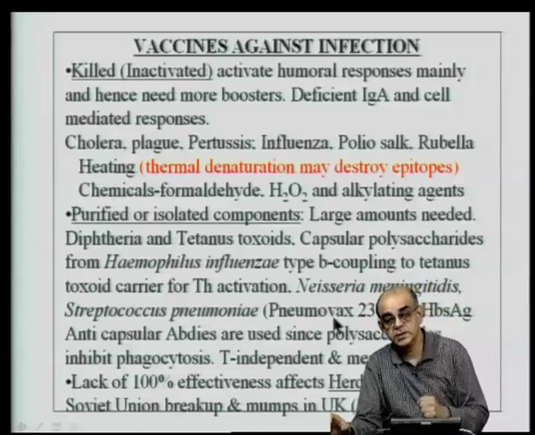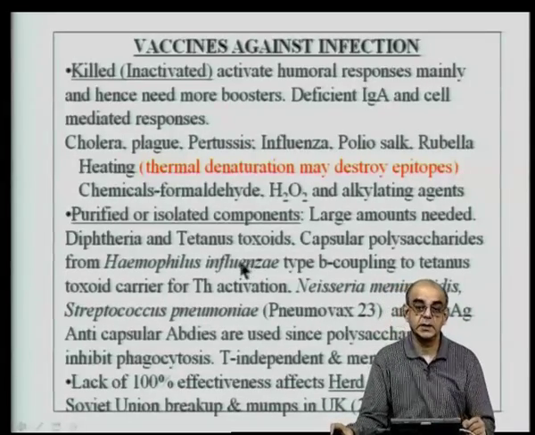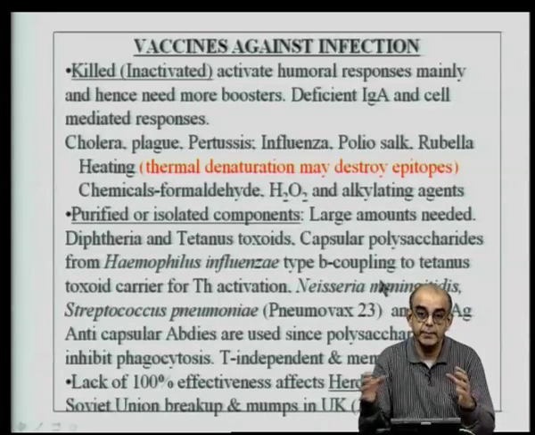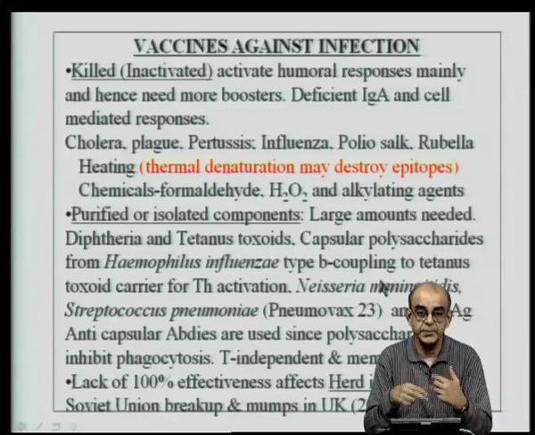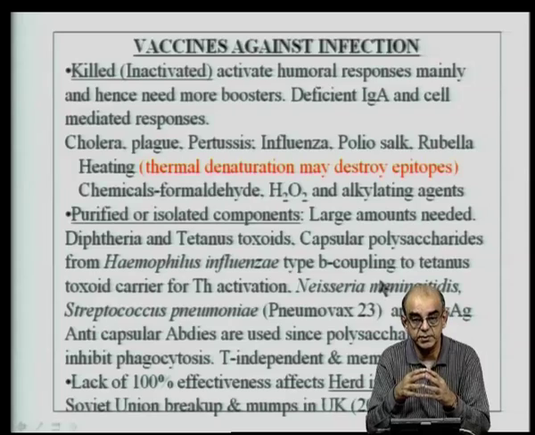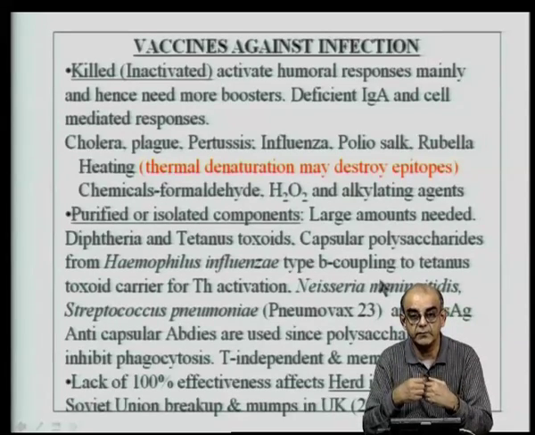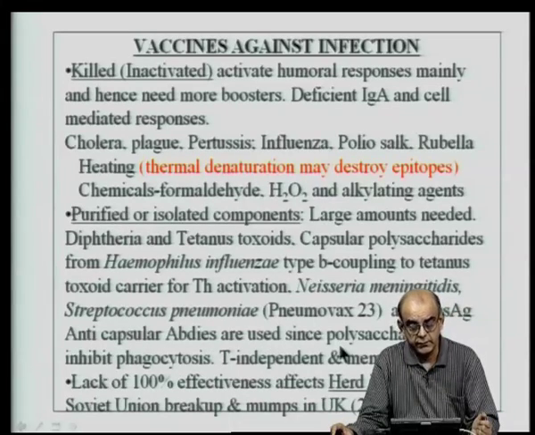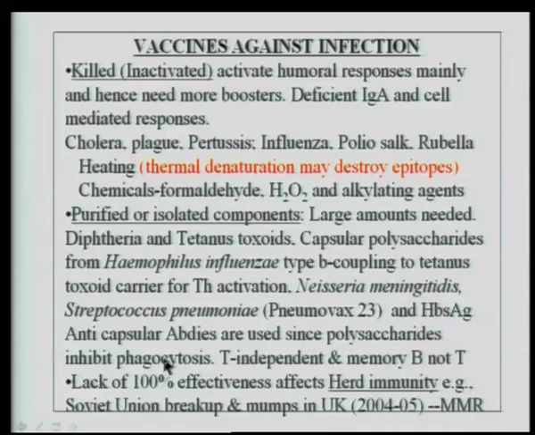In fact, that is one of the reasons why some of the antibodies that are made to incoming bacteria are made against polysaccharides. So, they can go and bind to the pathogens and opsonize them. Opsonization is a process by which antibody coated pathogens are engulfed by macrophages and activate them further. So, anti-capsular antibodies are therefore used, since polysaccharides inhibit phagocytosis. And of course, polysaccharides, as I told you, are T independent, and only memory B cells may be activated, but not T memory cells.